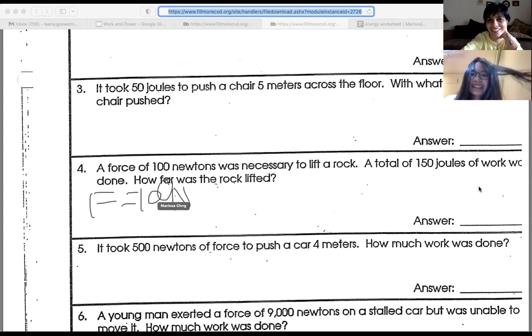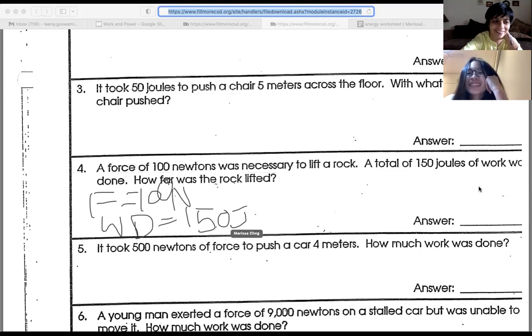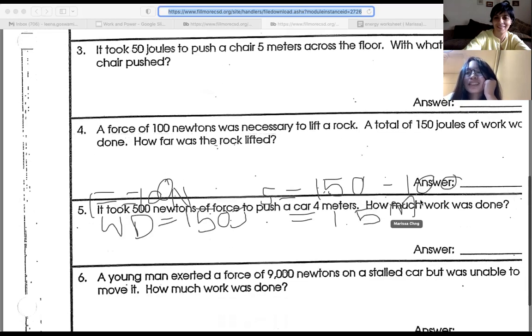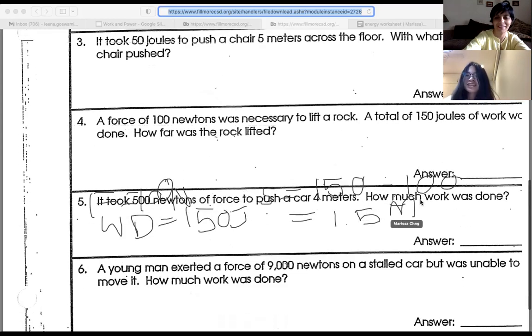Work done equals 150 joules. So displacement equals 150 divided by 100 equals 1.5 meters. Yeah. You can again get rid of that.